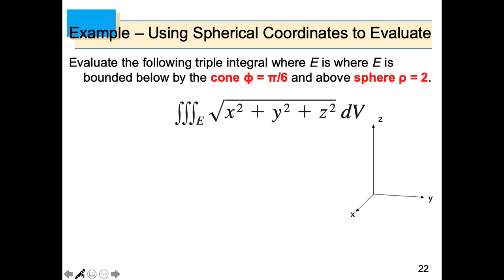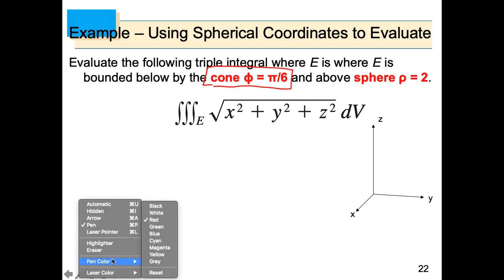Let's go ahead and draw the picture. Now again, it's bounded below by the cone, and we should have experience with this because we did a cone very similar to this earlier in the class, where the angle was phi equals pi over 4. So this is going to be the same kind of idea. Since pi over 6 is less than pi over 2, this will be a cone that opens upward starting at the origin. So let's go ahead and draw one like that.